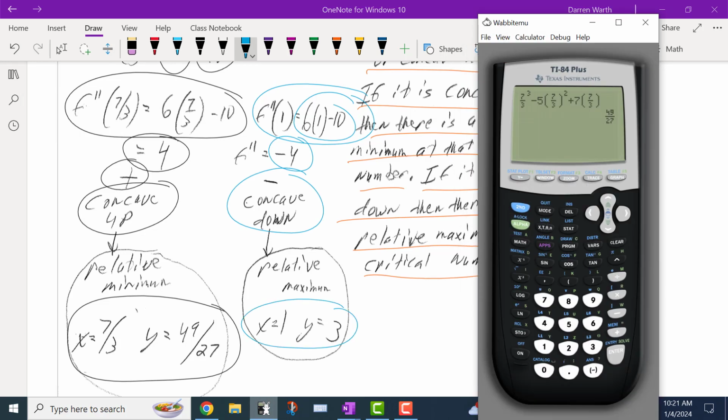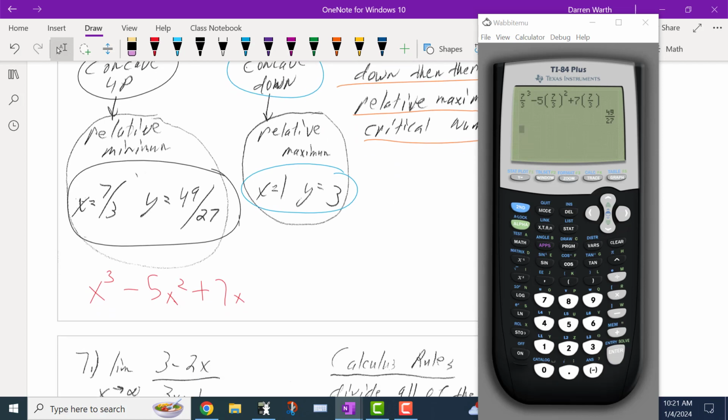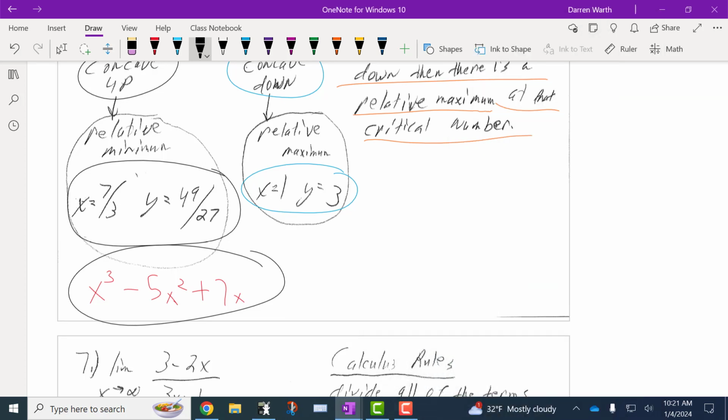And again, you can just type that into your calculator to find out the value that goes with it. So remember my original equation again, substituting that 1. So my original equation is this right here. To find its exact location, you can just type in 1, put your power key, hit to the third, then minus 5, and then hit times 1 squared, and then plus 7 times 1. And get that answer of 3. So those are your relative maximums and relative minimums.